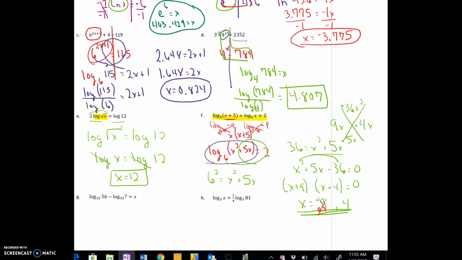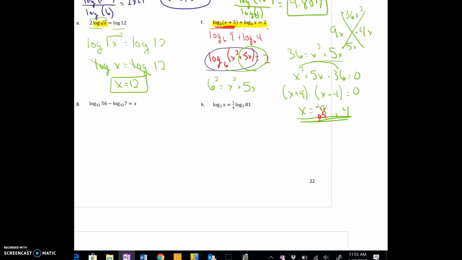So what happens if I put 4 into all of these things? I'm just going to do a little erasing. If I put 4 into the first part right here, 4 plus 5 is 9, and I can take the log of 9. And if I put 4 in here, I can take the log of 4. So 4 is the solution because I'm not taking the log of a negative number, and that is the only solution. All right, moving on, G.